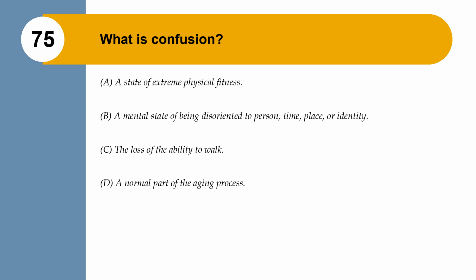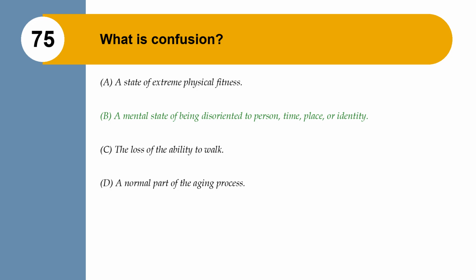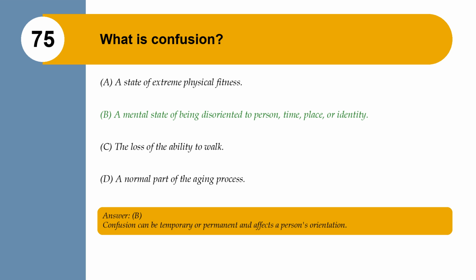Question 75. What is confusion? Option A. A state of extreme physical fitness. Option B. A mental state of being disoriented to person, time, place, or identity. Option C. The loss of the ability to walk. Option D. A normal part of the aging process. The correct answer is option B. A mental state of being disoriented to person, time, place, or identity. Explanation. Confusion can be temporary or permanent and affects a person's orientation.